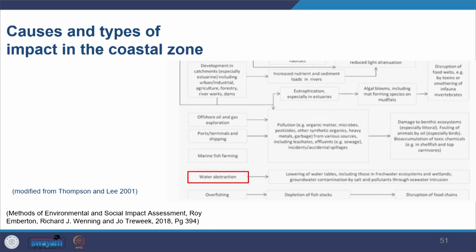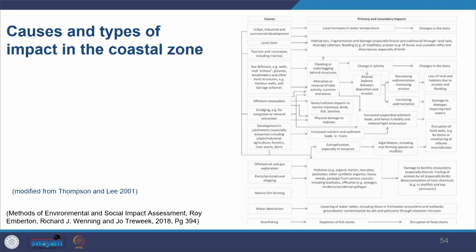And then the other cause we see is water abstraction. When water is abstracted, it leads to lowering of the water table, including in freshwater ecosystems and wetlands, and groundwater contamination by salt and pollutants through seawater intrusion. You will also notice that one of the causes is overfishing, like all the industries we talked about in the environmental status time. That also leads to depletion of fish stock and disruption of the food chain. So these are the different kinds of impacts you see from different sources.